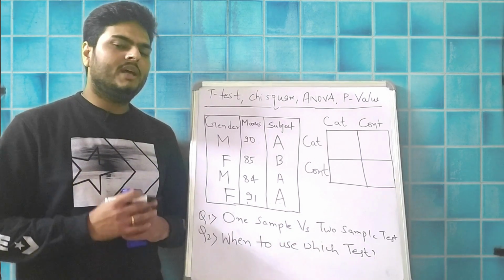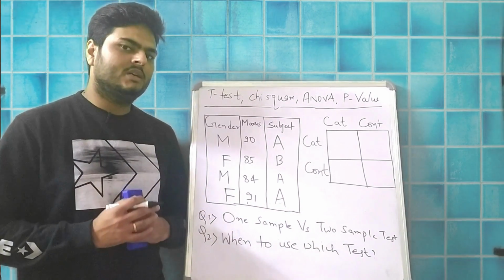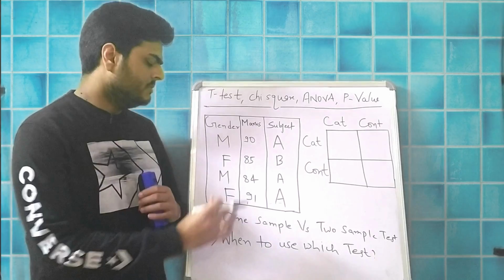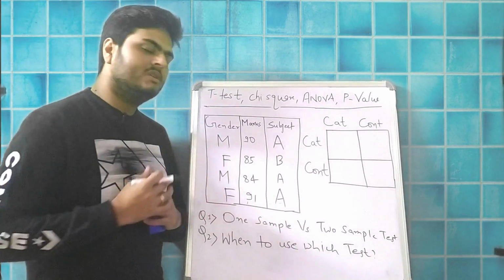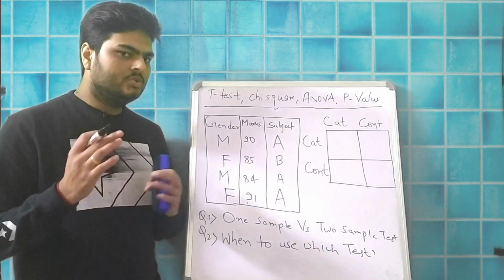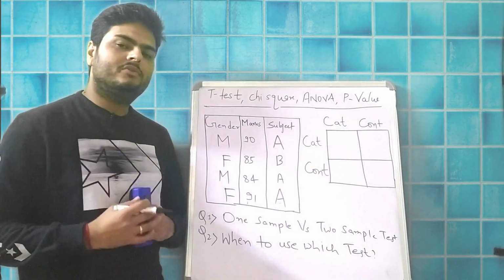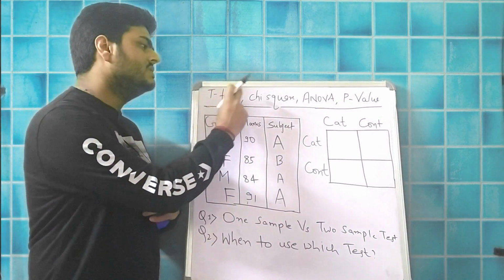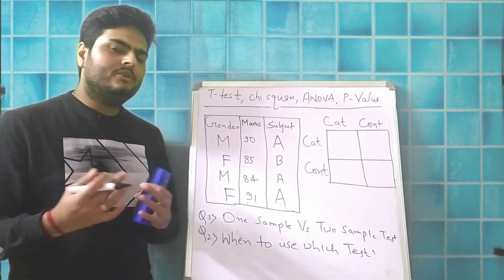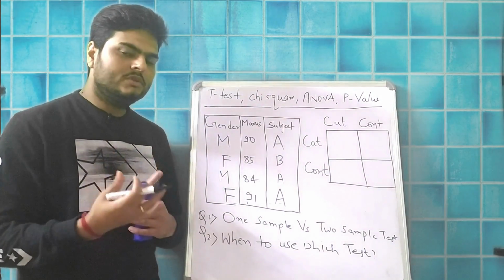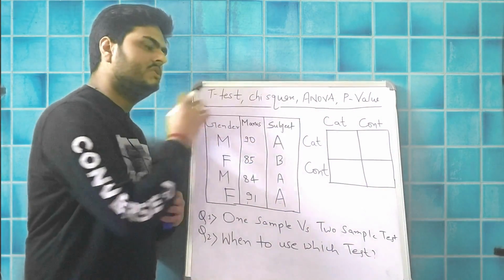In this video, we will have a discussion and try to find out the answer of these three queries. Number one, what is one sample versus two sample test? Number two, when to use what kind of test? So out of these tests, t-test, chi-square, ANOVA, what kind of test to use when? And of course, the significance of p-value in all these tests.